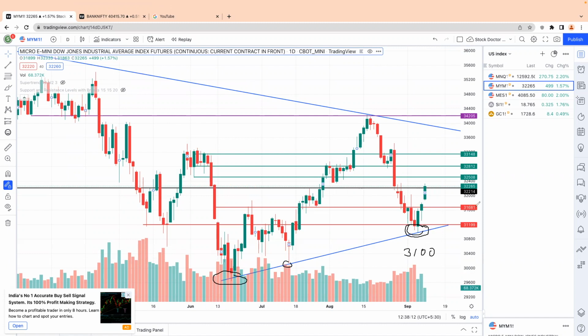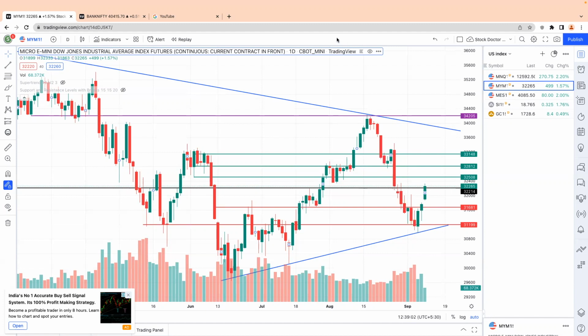Now the level we need to watch for Dow Jones is 32,200. If we stay above 32,200, then the first target we are going to see is 32,500, the second target is 32,800, and the third target is 33,150. These are the three short-term targets I am seeing for Dow Jones. One more reason is the bullish engulfing pattern it created on Tuesday after this big downfall. So 32,200 is the important level; once we start trading and sustaining above that, we can see this kind of upside.